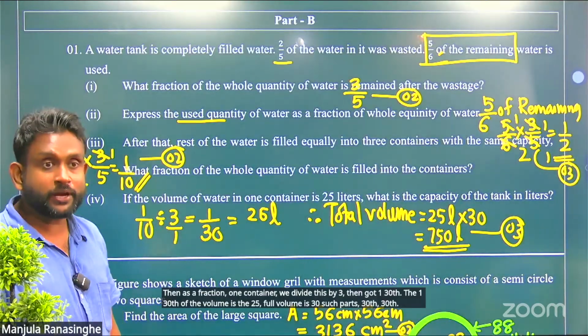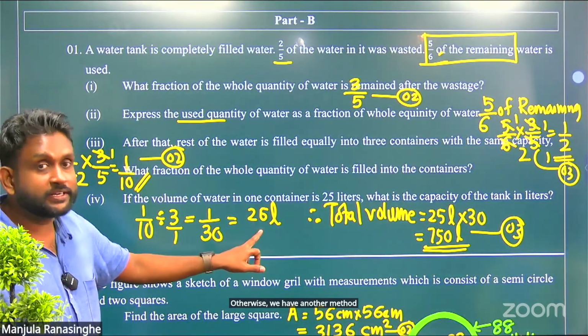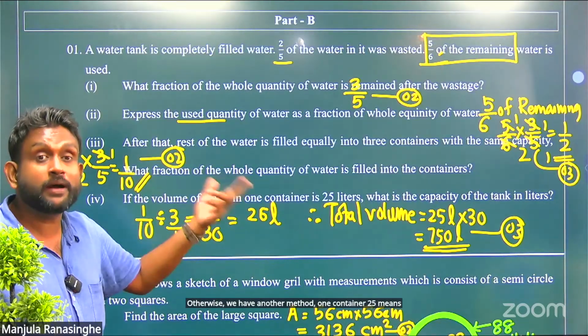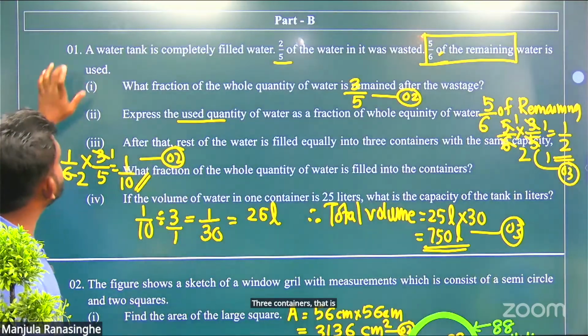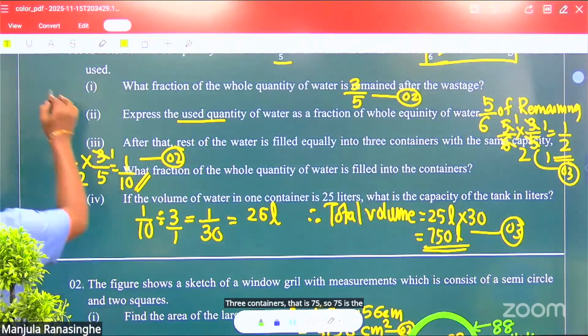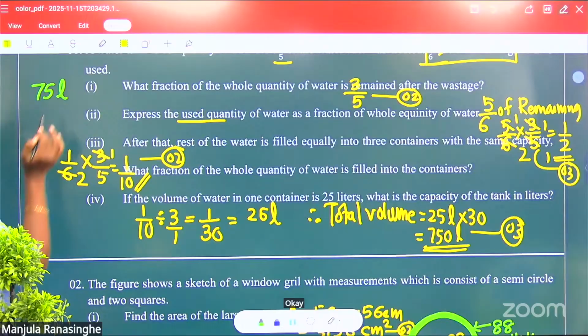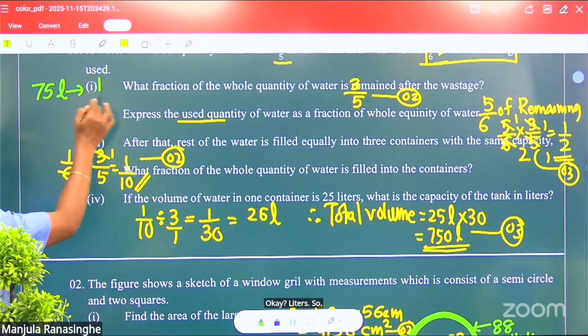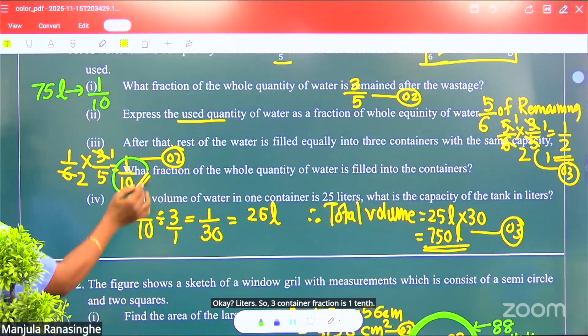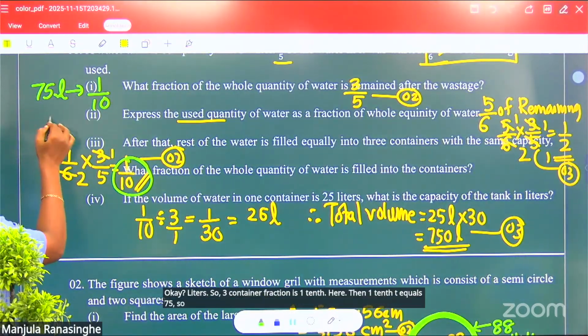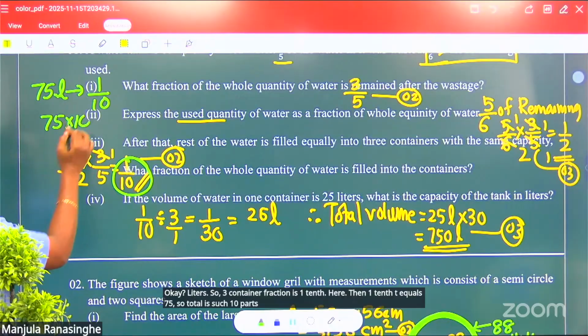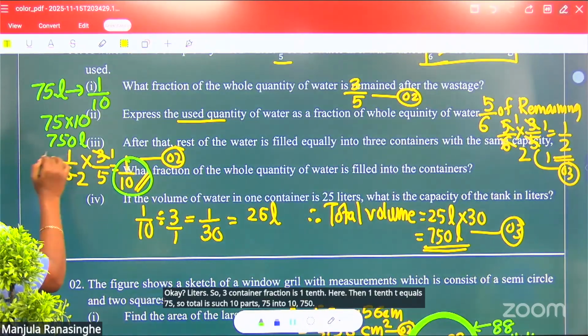Otherwise, you have another method. One container 25 means you multiply by three containers. That is 75. So 75 liters is the three container volume. So the three container fraction is 1/10 here. Then 1/10 equals 75. So total is 10 such parts. 75 into 10, 750. So same answer you get.